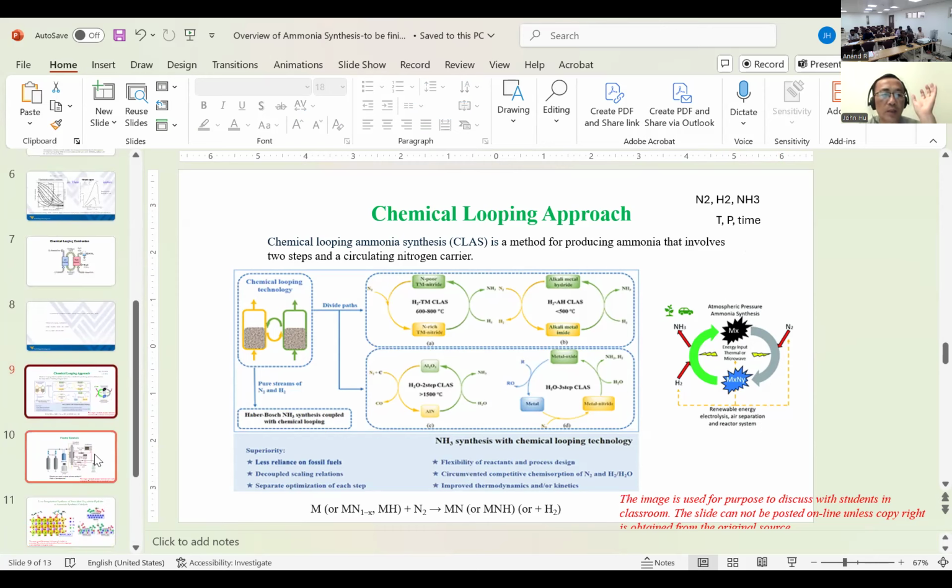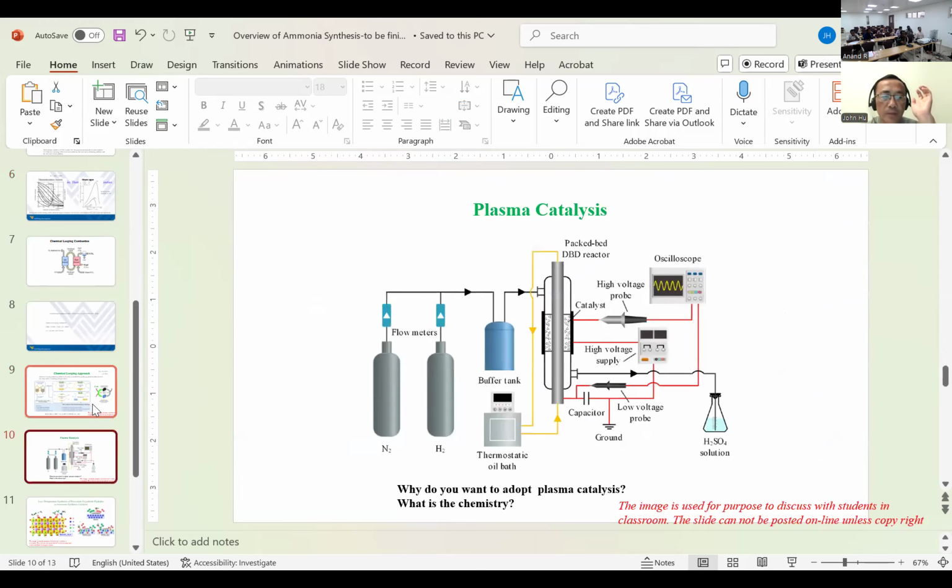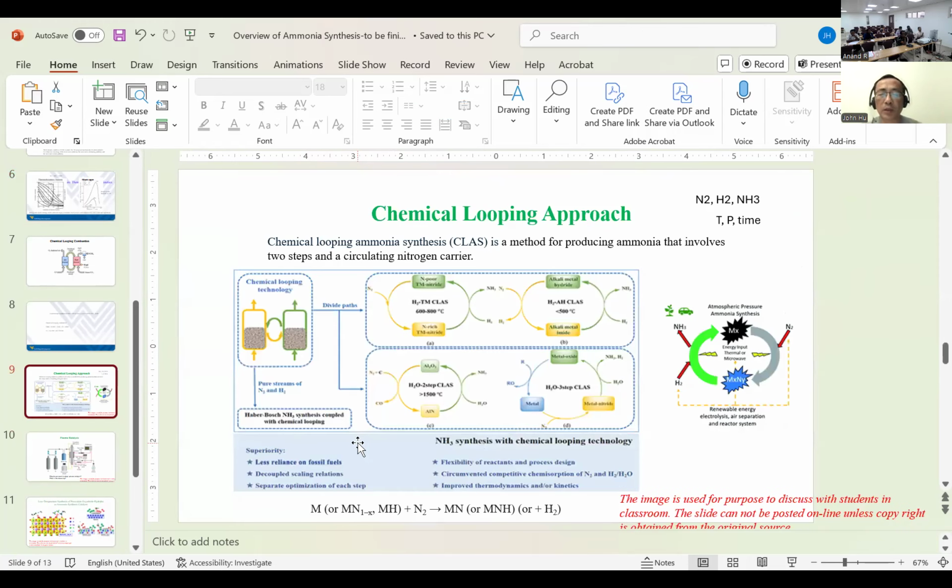I'm not sure if you understand the concept. Traditionally, ammonia synthesis is subject to equilibrium control, you follow this curve. There's a way you can break this curve by doing the chemical looping. Make sense? I'm going to pause here. I just want to know if anybody has any questions.